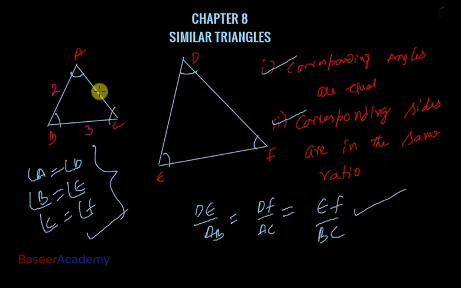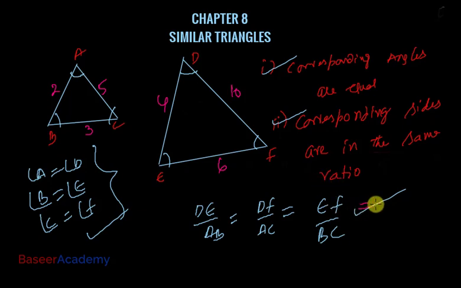Now let us say the sides here are 2, 3 and 5, and these are 4, 6 and 10. Then what would be the ratio here?